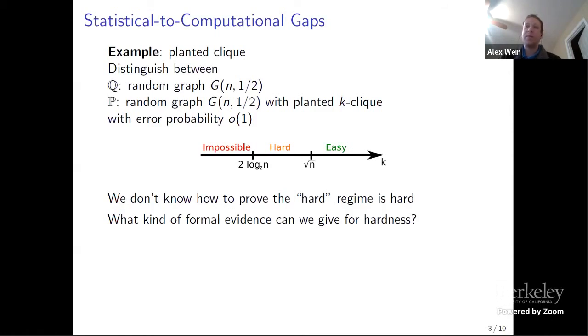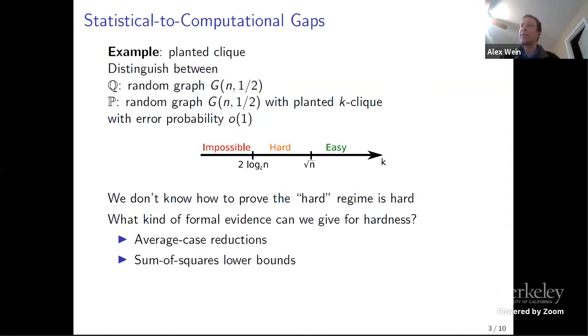So instead, typically we try to give some kind of formal evidence to explain why these types of problems are hard. This can include, for instance, average case reductions. This means if you believe planted clique is hard, you can use this to show some other problem is hard. Or sum of squares lower bounds, or other lower bounds against certain classes of algorithms. But one method I want to talk about today is based on low degree polynomials.